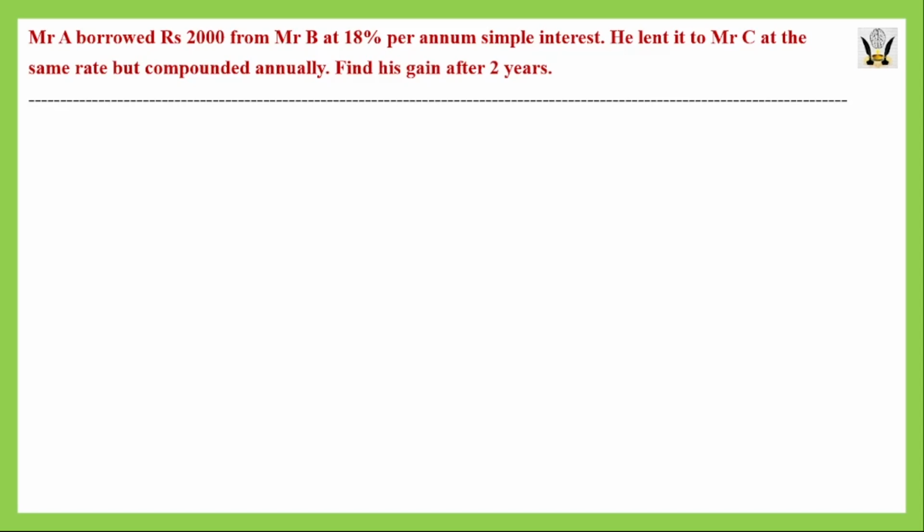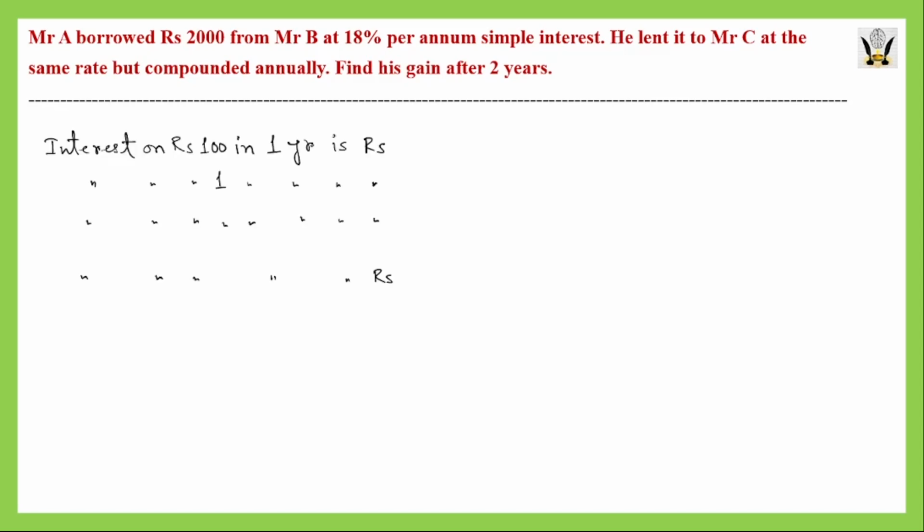So after 2 years we have to find how much simple interest Mr. A needs to pay to Mr. B, and Mr. A will get from Mr. C as compound interest. So this is a problem which will involve the concept of simple interest as well as compound interest. So separately we will find, based on the information which is given, the total simple interest after 2 years and total compound interest after 2 years. So step by step we will proceed.